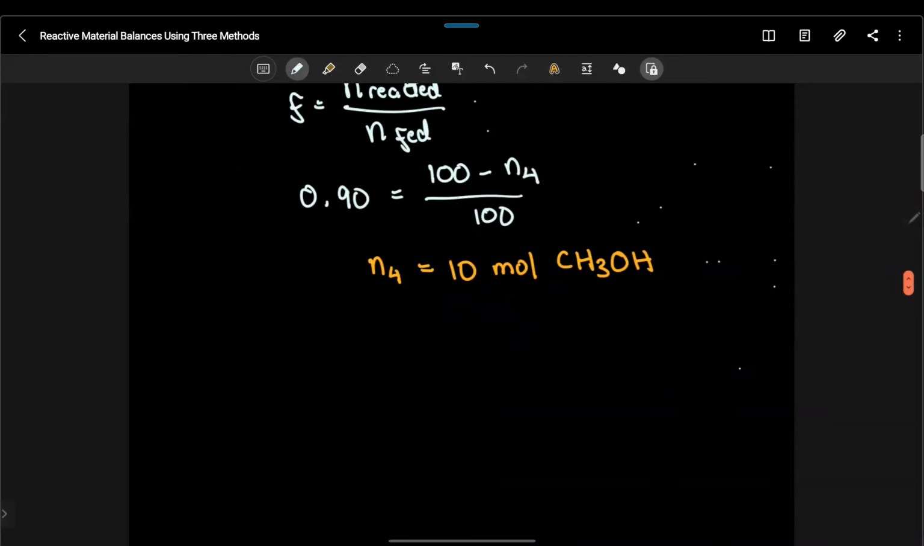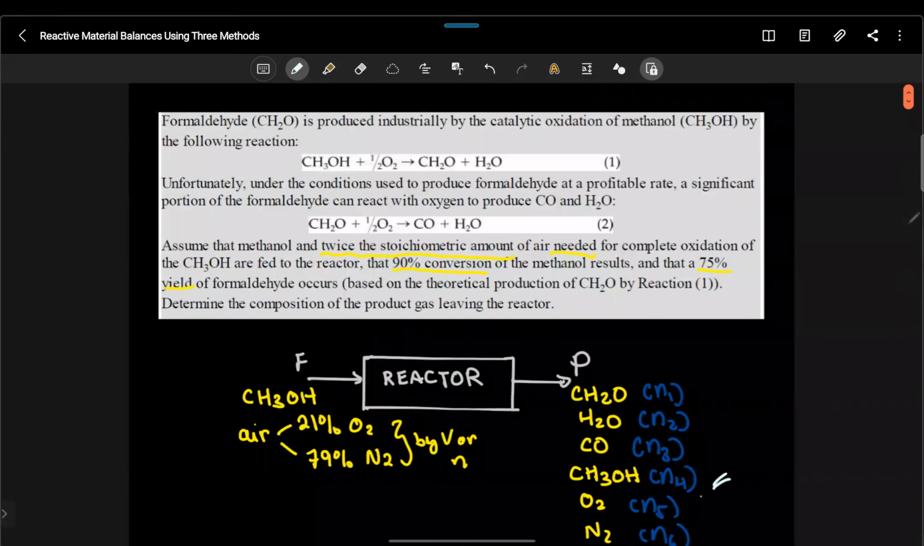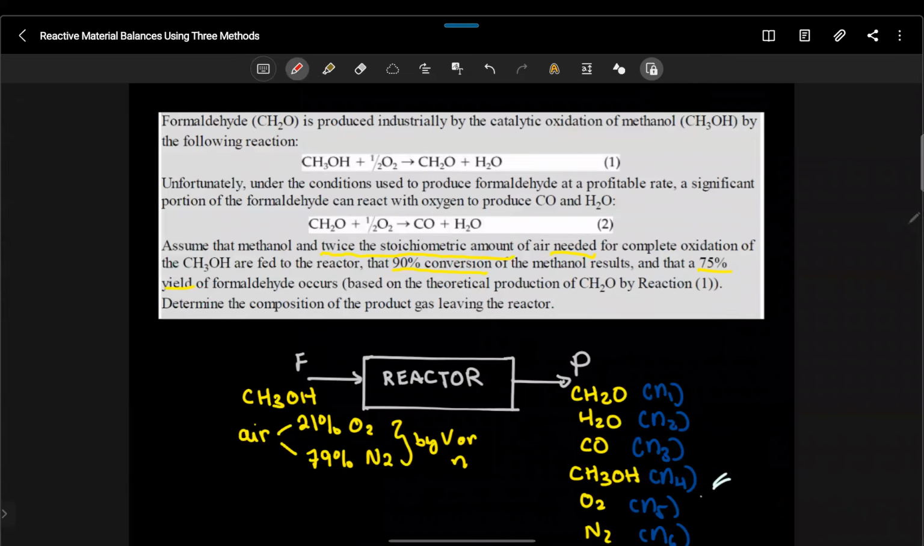Okay, so for the yield, ano bang given na yield? Balikan lang natin saglit yung ating problem statement. So yung yield dito ay yield of formaldehyde. Okay, so let me kind of highlight that. Ang nakalagay daw na yield is yield of formaldehyde. Ito si formaldehyde. Based on the theoretical production of formaldehyde reaction 1. Ibig sabihin, yung yield na tinutukoy dyan is we just have to focus on the reaction 1.